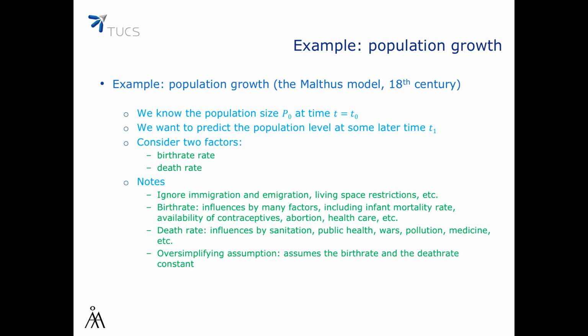Obviously, this is a very elementary, oversimplified model for population growth that ignores many other important factors such as immigration and emigration, and living space restrictions. It ignores the fact that the birth rate is in fact not constant and is influenced by many factors. The death rate is also influenced by sanitation, public health, wars, and pollution, so it varies quite a lot over time. And this leads to the oversimplifying assumption that birth rate and death rate are constant.